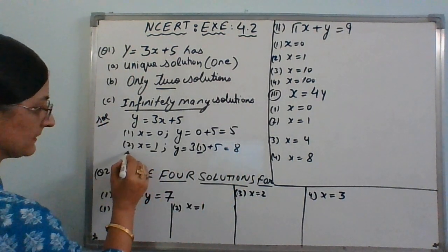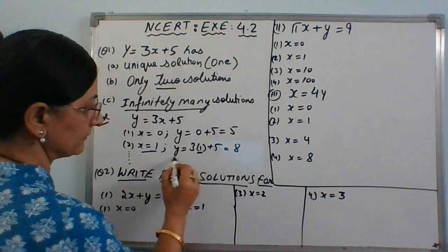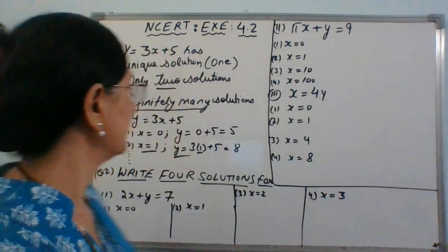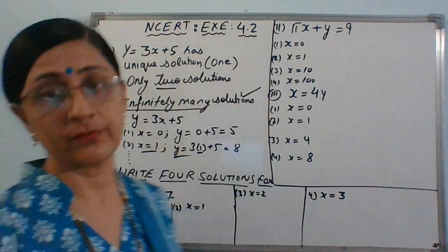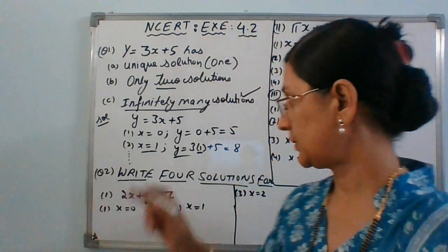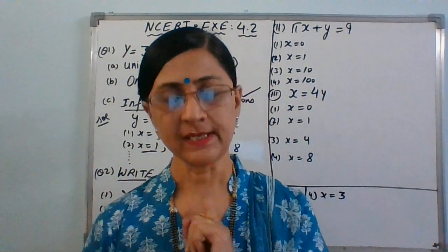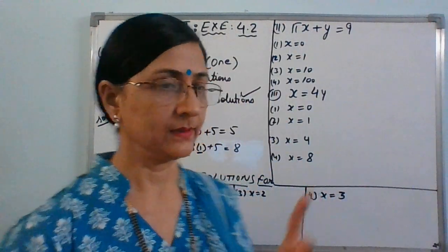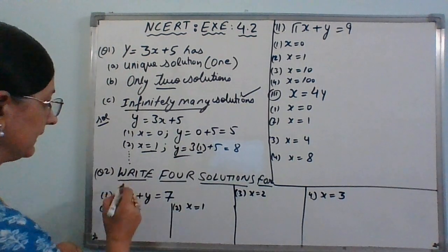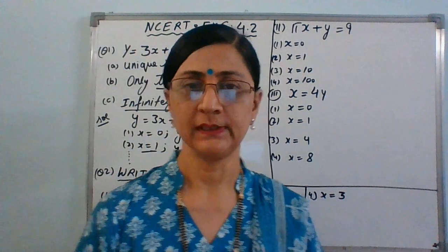Similarly, I can substitute infinite values of x, and I'll get infinite values of y, right? So this is the answer: infinitely many solutions of y. Because we can substitute infinite values of x, we'll get infinite solutions of y. So in two variables we get infinite solutions. Done.